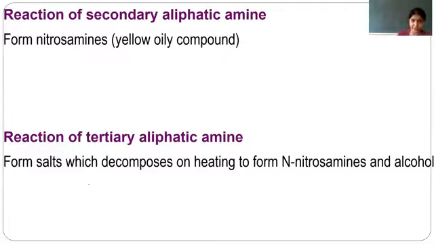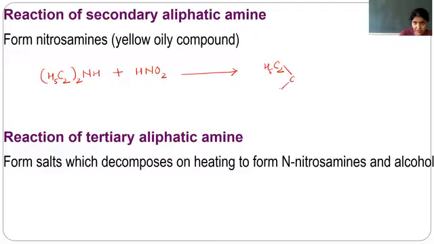Reaction of secondary aliphatic amines with nitrous acid. When secondary amines, for example (C2H5)2NH, react with nitrous acid, they form nitrosamine, (C2H5)2N-N=O plus H2O. This is diethyl nitrosamine. This is a yellow colored product, which is oily.